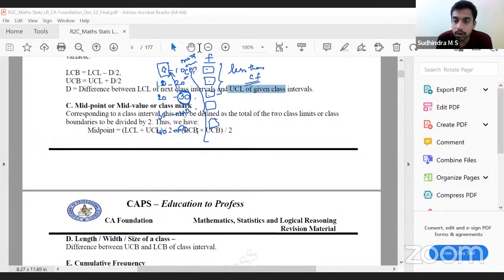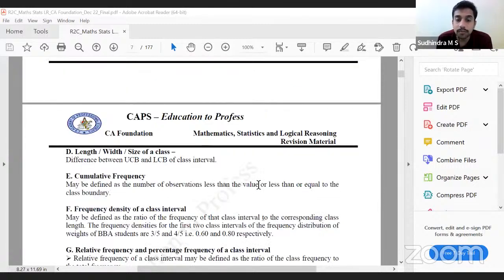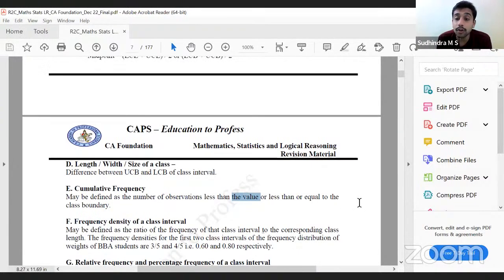Right? This is about cumulative frequency. Number of observations less than the value, less than equal to the class boundary. So in case of cumulative frequency, whenever we are comparing, we have to compare class boundaries. Less than cumulative frequency means less than the upper class boundary. More than cumulative frequency means more than the lower class boundary.